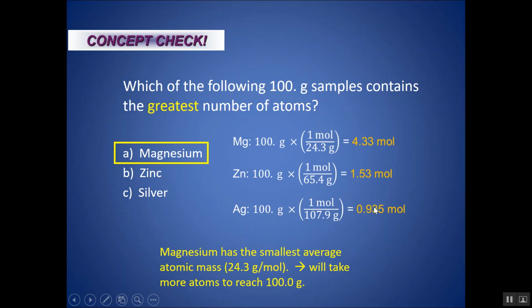And if you wanted to change each of these to number of atoms by multiplying by 6.022 times 10 to the 23rd and then getting your answer, that's totally fine and acceptable and great too.